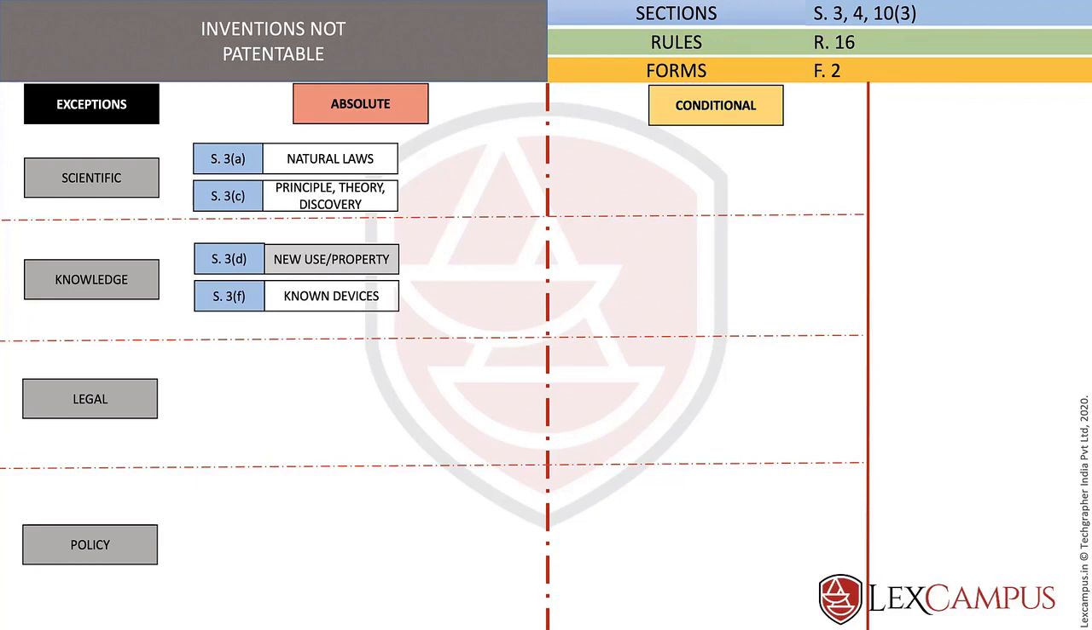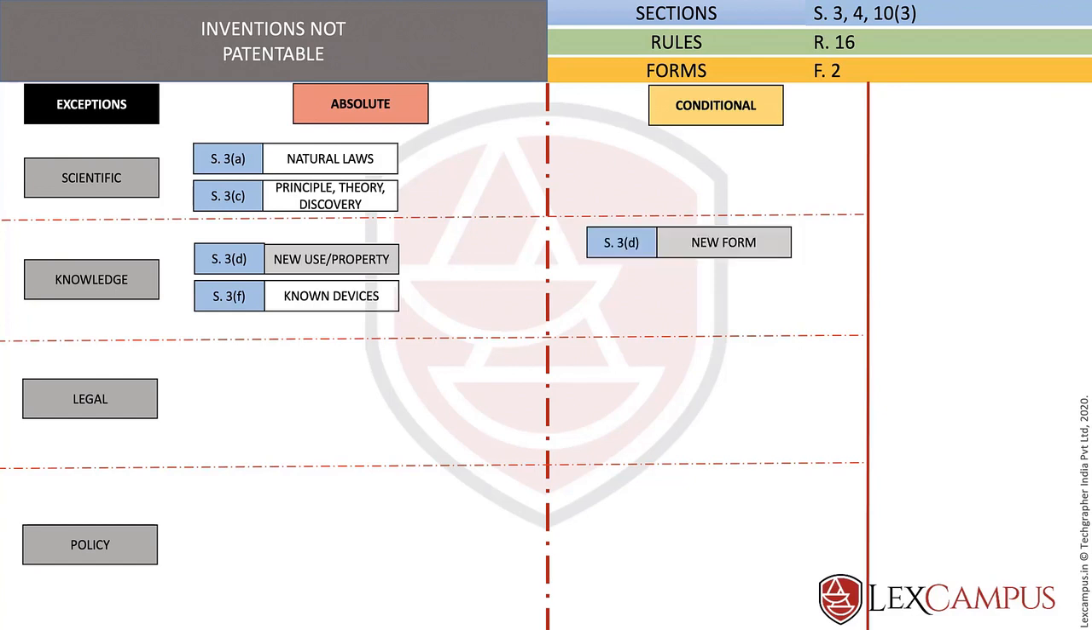So that's why we have categorized it as an absolute bar. Then we have section 3F, which covers known devices. So if you combine known devices, say a mere arrangement or rearrangement or duplication of known devices, each functioning independently of one another in a known way. So when you bring in devices together, and which is happening all the time, if you see an average smartphone or a mobile phone, it's actually a combination of multiple devices. So that cannot in itself be granted a patent because it falls under an excluded category.